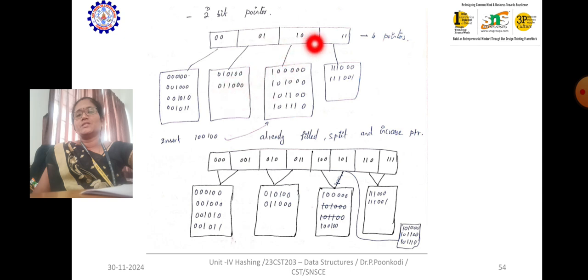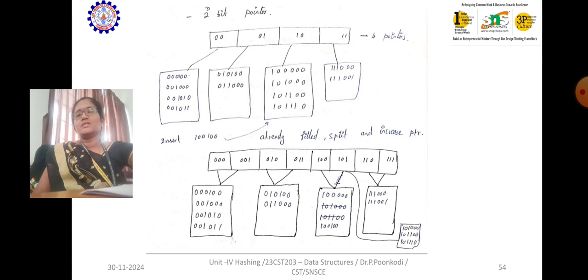The 6-digit numbers starting with 10 are stored in this bucket, and those whose first two digits are 11 will be stored in this bucket. So this will be in the main memory, and these will be in the buckets. If I want to insert 100100, it will be inserted in this bucket. But this bucket is already filled with 4 numbers. Each bucket is capable of storing only 4 numbers.